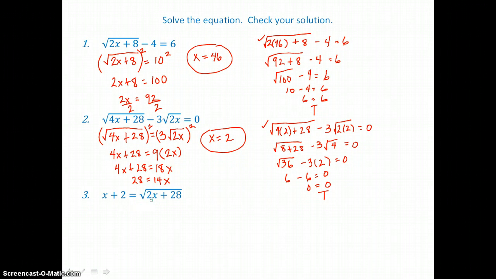Okay, in this third equation, our radical is already alone. It's a square root, so all I have to do to get rid of the radical is to square both sides of this equation.